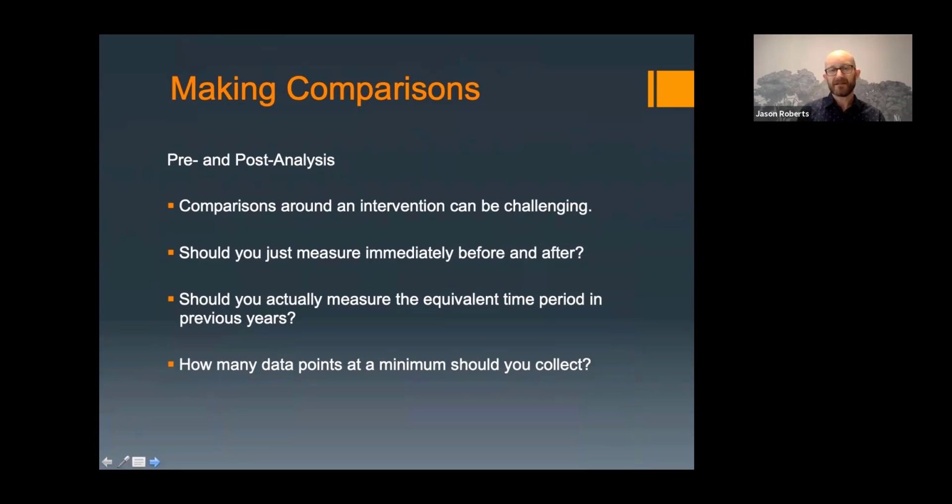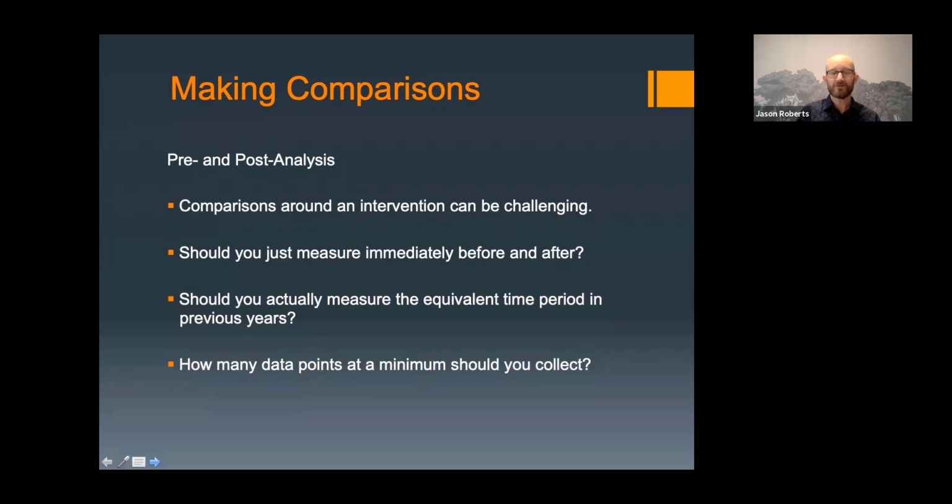Another point about making comparisons, which is really important, is that we all do pre and post analysis. What do I mean by that? We might not know that's what it's called, but we make a change, we stage an intervention. We're going to cut the time that reviewers have to peer review a paper from 21 to 14 days. And then logically, we measure, did that make a difference? Did that policy succeed? But then we run into the issue of what you are measuring, or rather, what is the time interval that you're measuring? Because comparisons around an intervention can be challenging. Should you just measure immediately before and immediately afterwards?